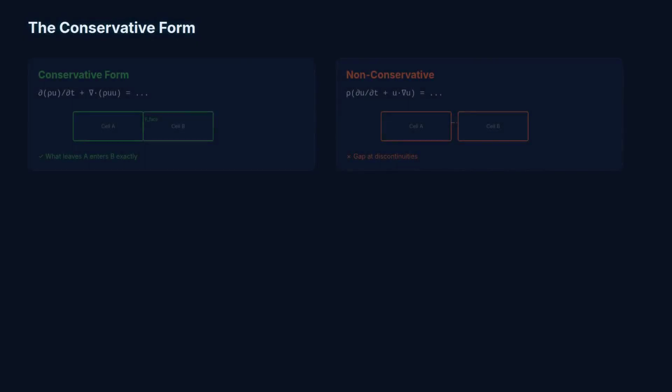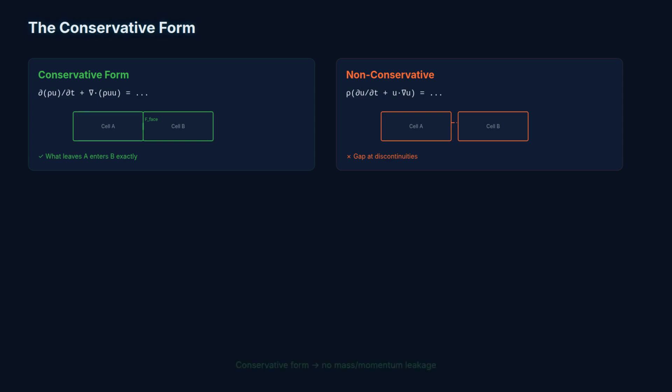There are two ways to write these equations: conservative and non-conservative form. Conservative form writes fluxes as divergences. The finite volume method integrates these divergences over each cell, converting them to surface fluxes via the divergence theorem. What enters one cell face is exactly what leaves the neighboring cell face. No mass or momentum is lost in translation.